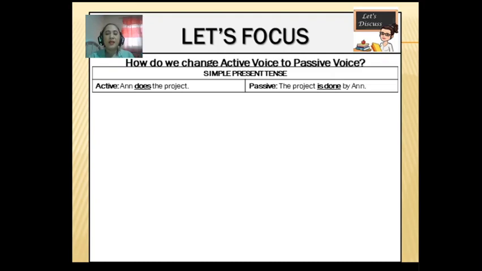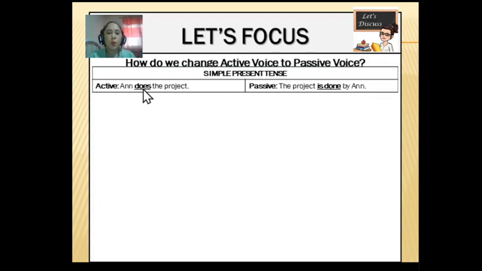Now, why is it so? Let's take note that the subject is "An," the verb is the present verb "does," and then the object is the project. So our objective is to make the project the subject and "An" the object. So in this case, we say the project is done by "An."